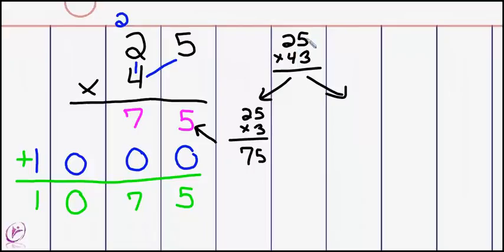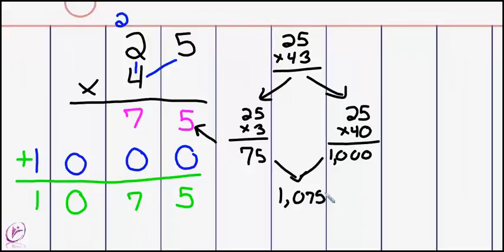Next, we can do 25 times the 4, which is actually a 40. So 25 times 40. 25 times 40 is 1,000. Now that we have both of these answers, we need to add them. 75 plus 1,000 is 1,075. So instead of splitting up your problem into two problems, doing this combines it all into one quick problem.